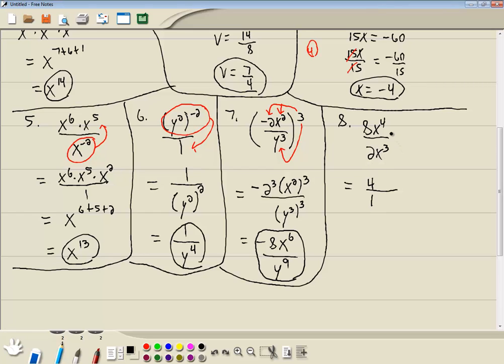And now let's handle the x's. When you have x to a power over x to a power, you subtract the smaller exponent from the larger one. So we've got 4 minus 3 is 1. And we're going to have x to the 1st power where our larger exponent was, which is on top. And then that 1 disappears, and that 1 disappears. So we got 4x over 1, or just 4x. And that's our answer.